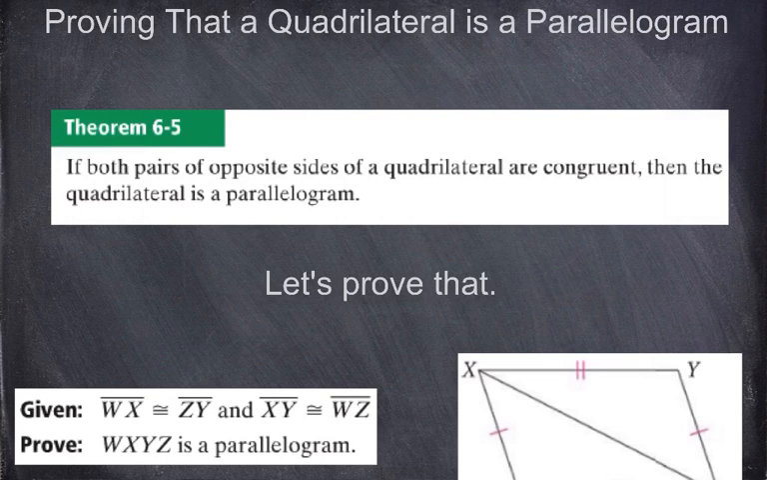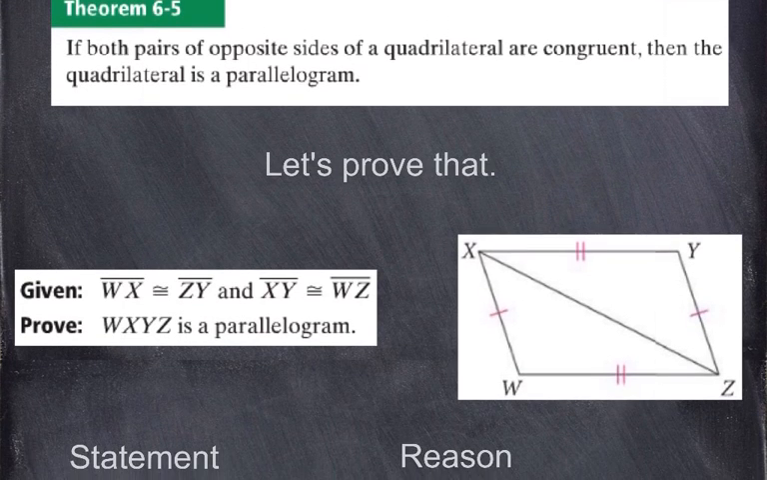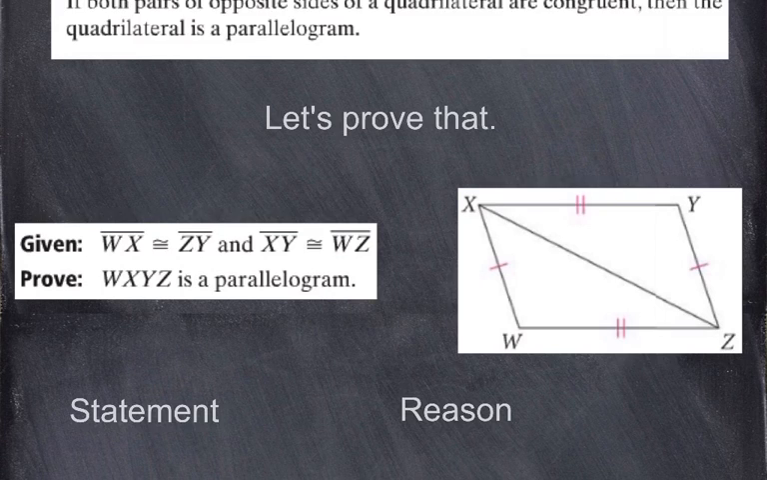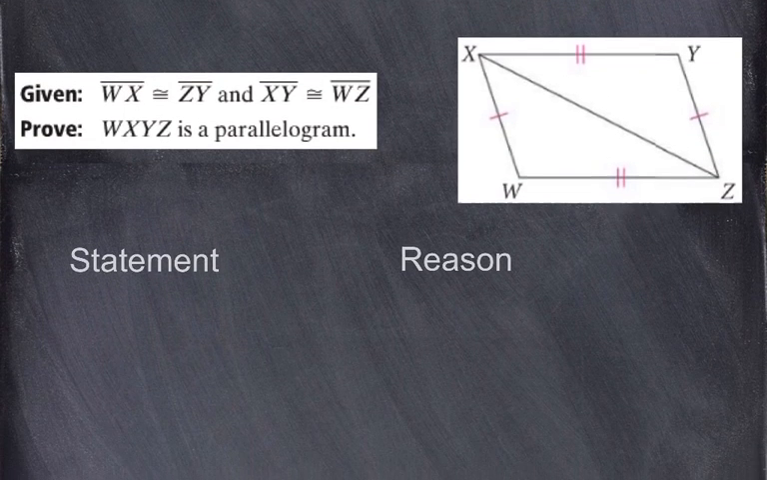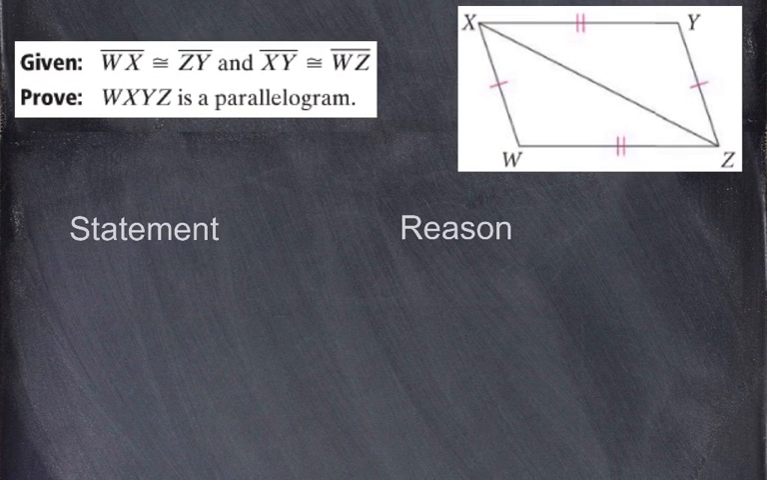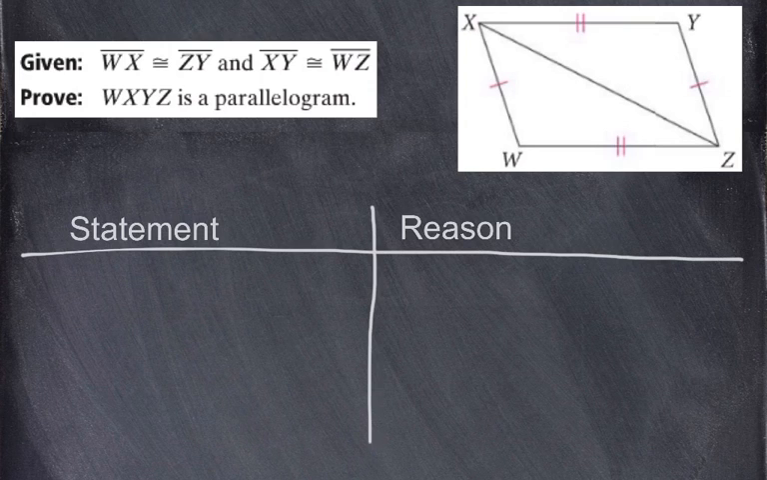So let's go ahead and prove that theorem right there. Again, if both pairs of opposite sides are congruent, then it must be a parallelogram. So that's what we're trying to prove. So we have our two-column proof here. We have our statement and our reason. We always start off with the given.